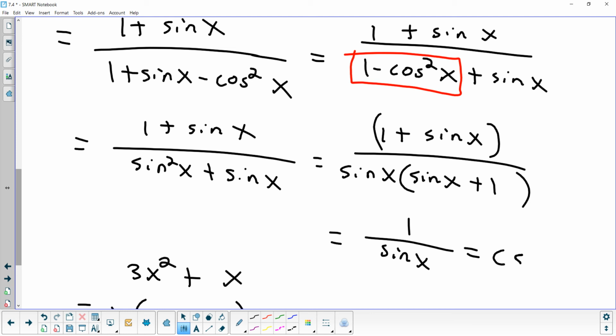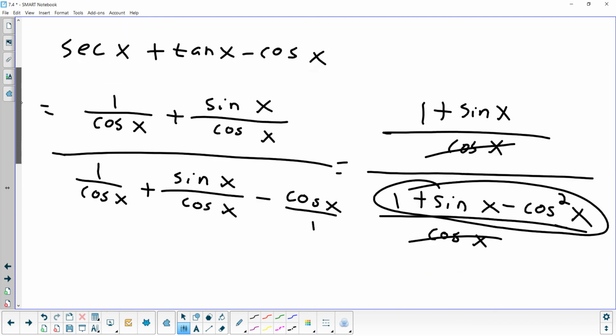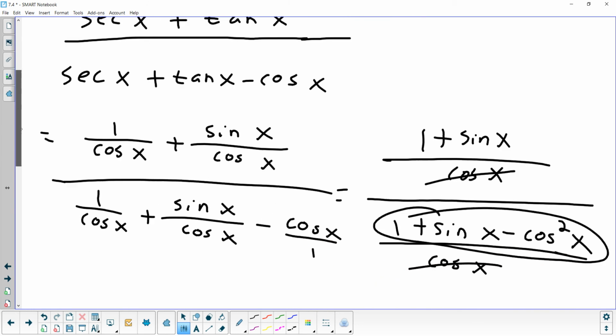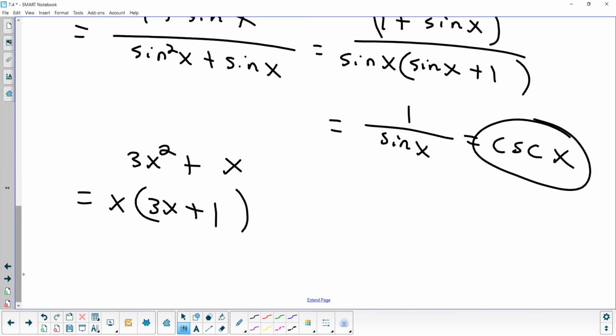Cosecant. I'm going to scroll back up, and I'm going to pray. That's what they said it should equal. Well, it was a simplify, so we don't know. I'm very confident that's what it should equal. I wish it said cosecant, but that's probably what it is.